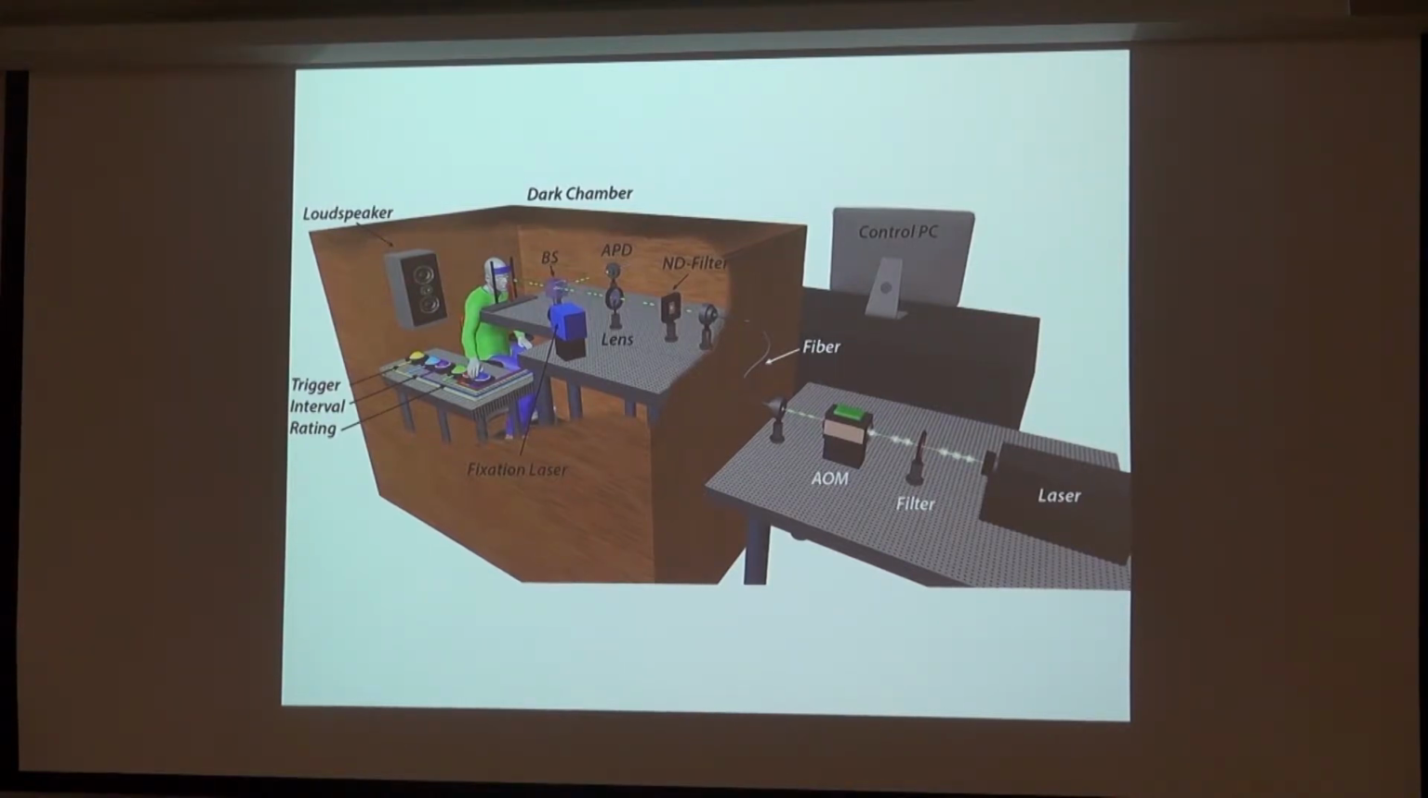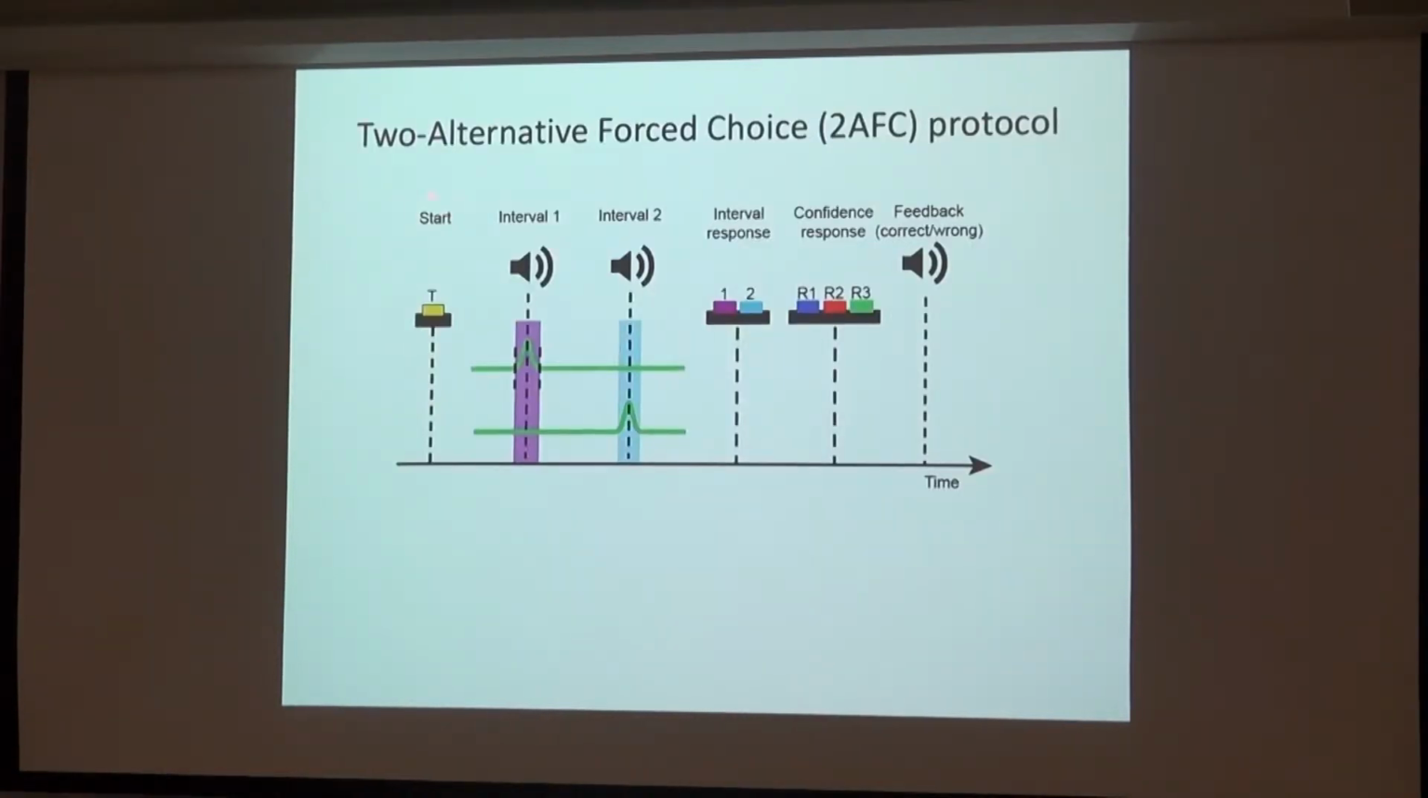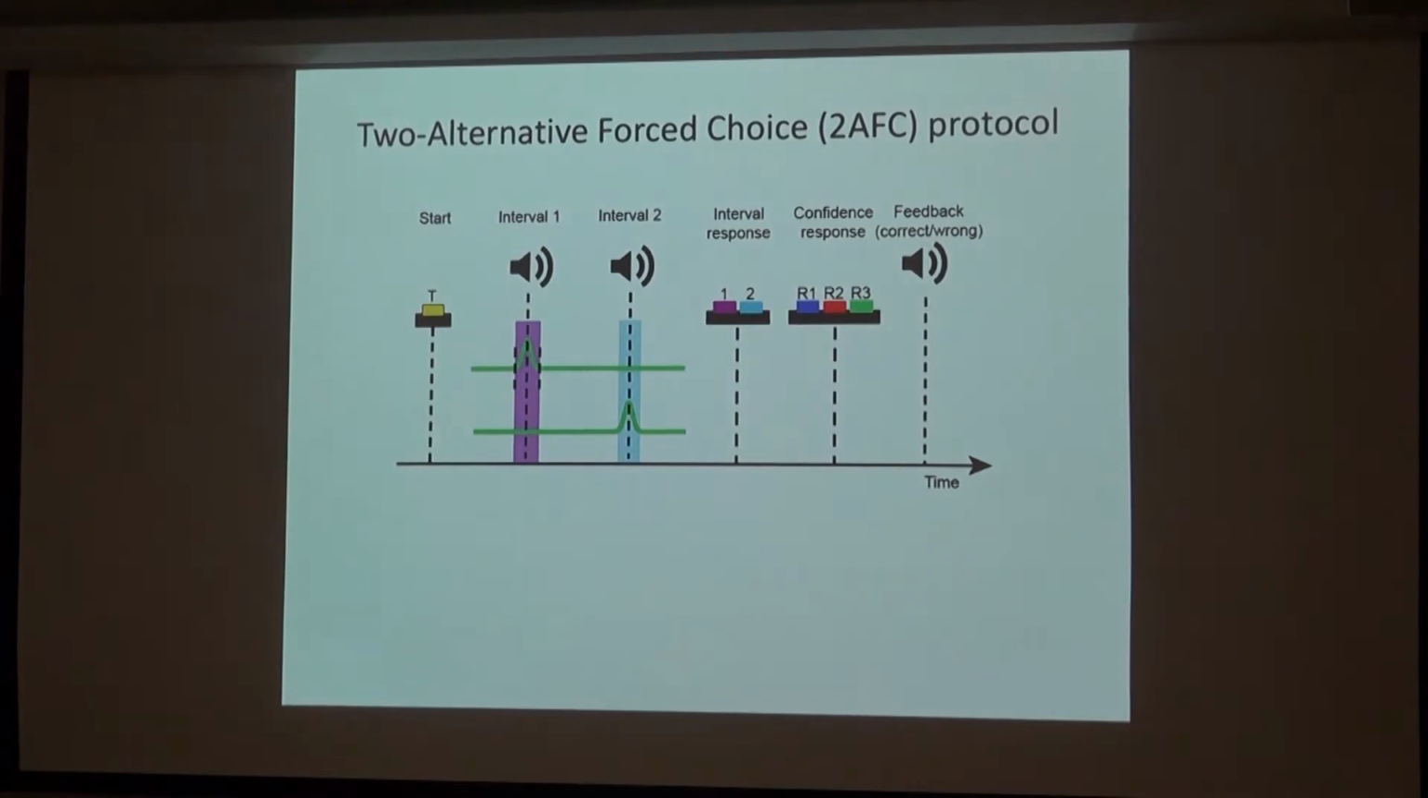The subjects were sitting there, and whenever they felt comfortable, they triggered the trial by pressing a button. After about a second or so, they heard an acoustic sound, and after about 700 milliseconds, a second one. They knew a priori that coincident with one of them, there would be some amount of photons sent to their eyes, but they didn't know the order, so that was randomized by the computer. After the second acoustic interval, whenever they felt comfortable, they gave their interval response, whether they felt it was in the first or the second one.